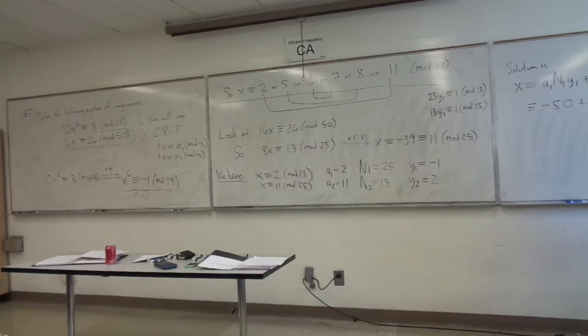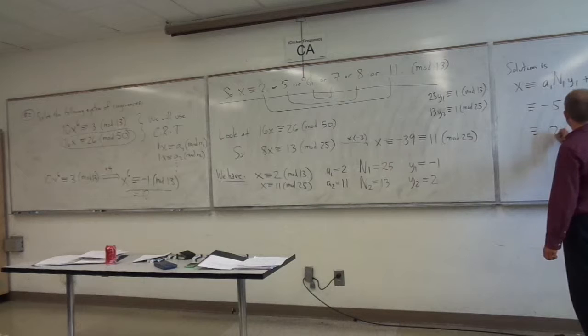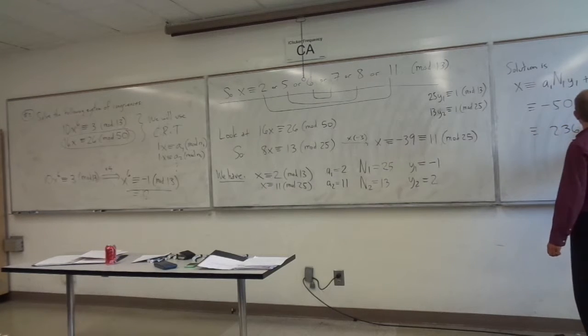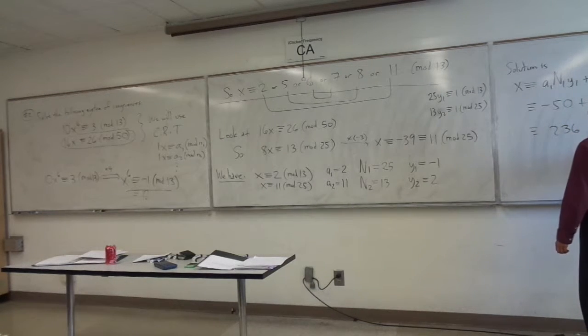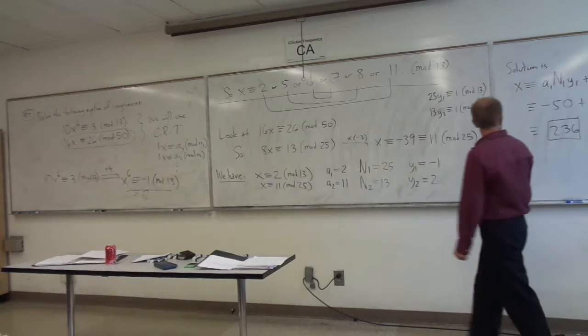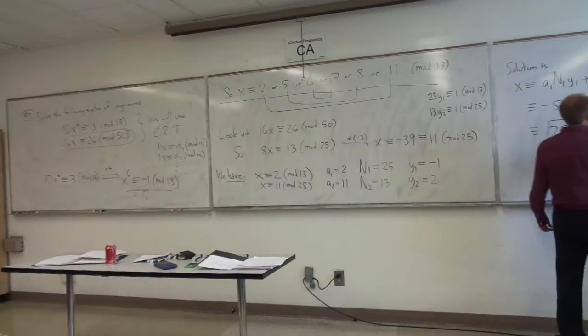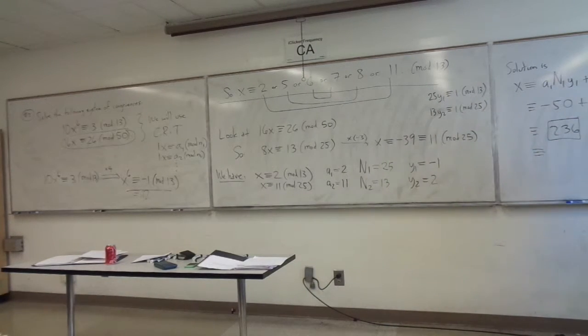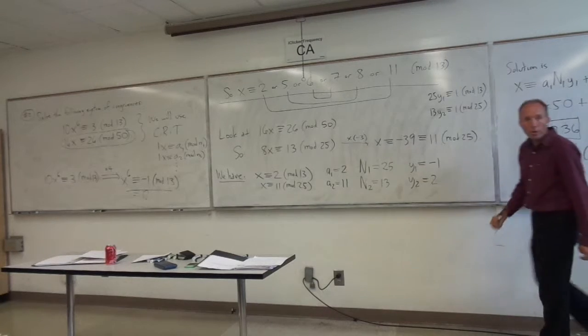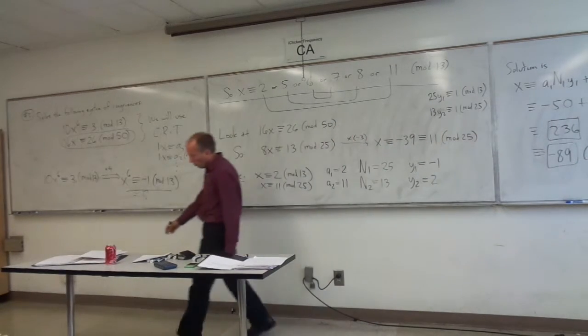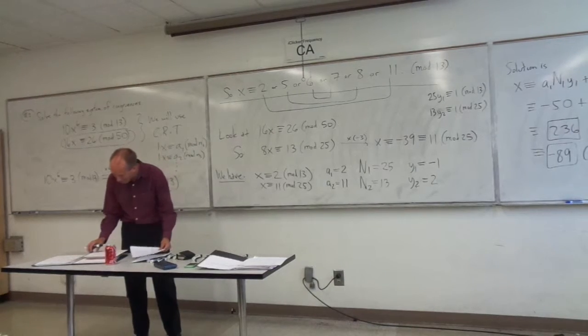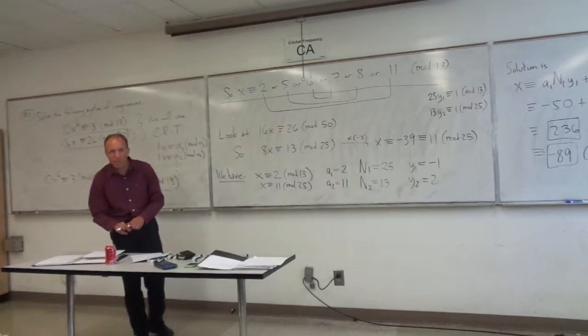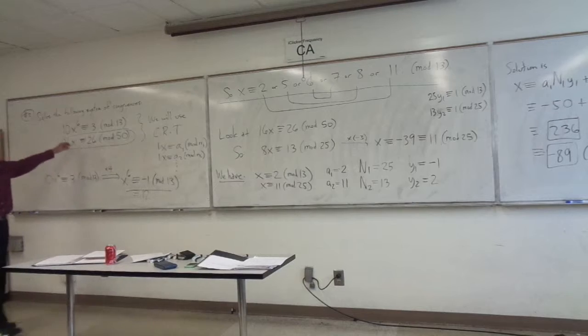Okay, and that comes out to 236 mod 325. So 236, if you prefer, you could reduce it to negative 89. It's the same thing. It's a little bit smaller value. So that is one solution to this pair of congruences back here.